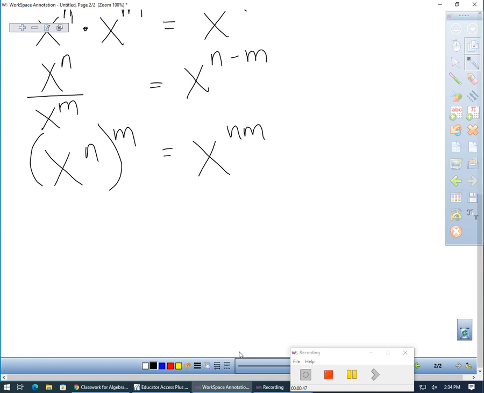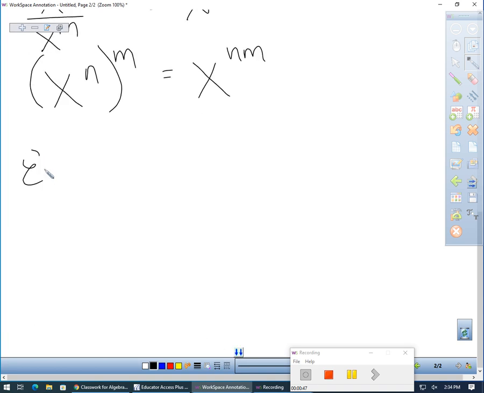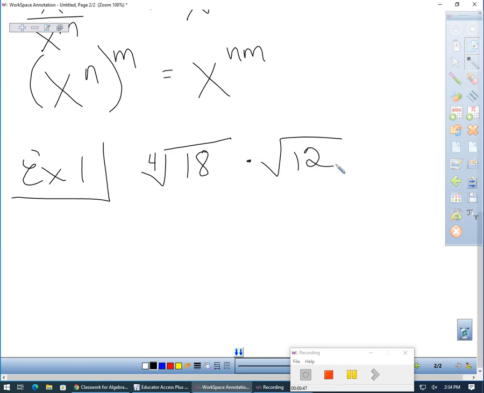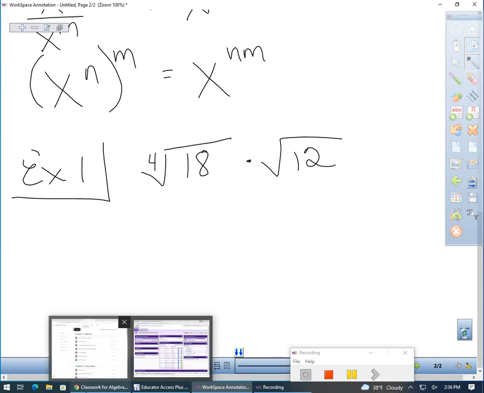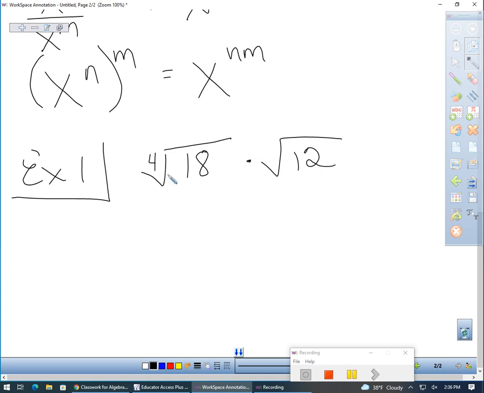So, example number 1. Let's just jump right in. For example number 1, let's say I have the 4th root of 18 times by the square root of 12. So these are different size radicals, aren't they? However, we can change these so that they are the same size radical.